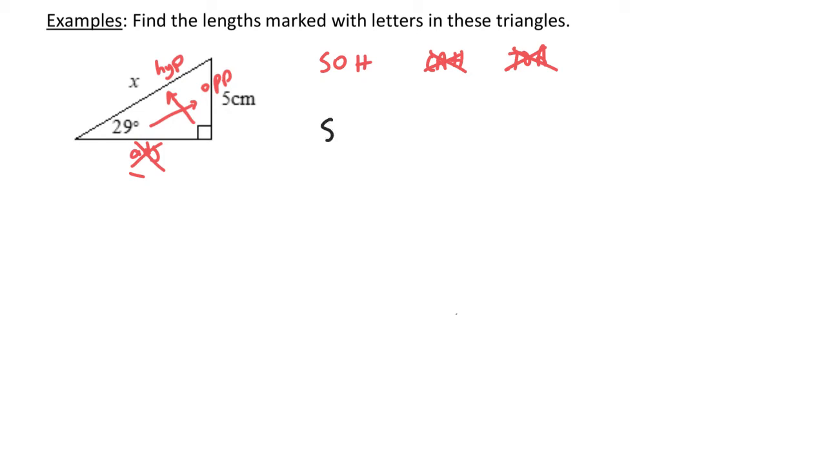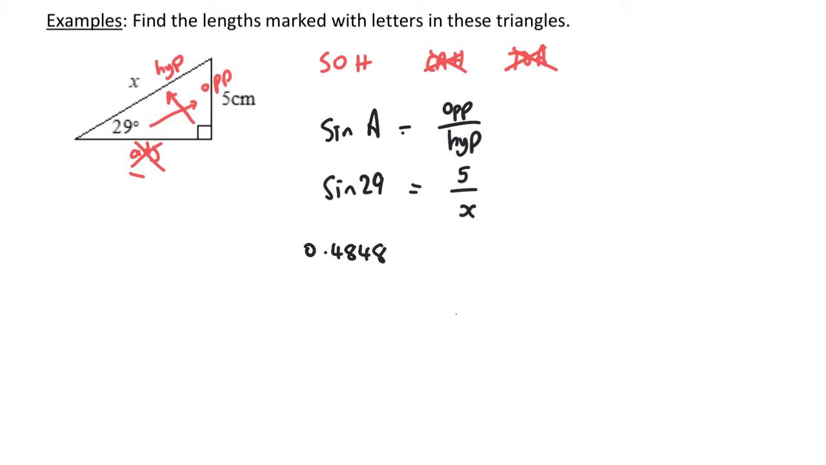So SOH means the sine of angle is equal to the opposite over the hypotenuse. So then sine 29 equals 5 over x. And whenever we're finding the hypotenuse, the x is on the bottom. So whenever we press sine 29 on a calculator, if we work to at least 4 decimal places, we get 0.48481 is equal to 5 over x.